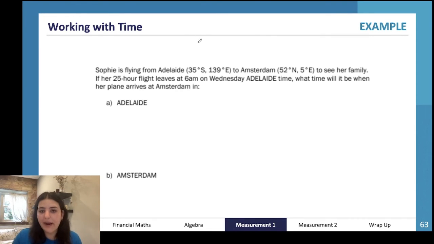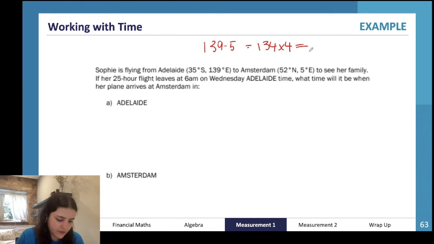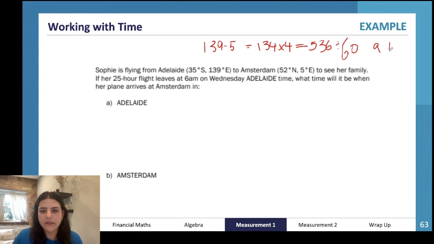Okay, let's find our difference. 139 minus 5. Hold on. Wait, no, 139 minus 5 is 134, not 4. 134. Now there are 4 minutes per degree, which means there are 536 minutes. Divide that by 60. There are 8.93 hours, which is actually 8 hours and 56 minutes. So we'll say 9 hours.